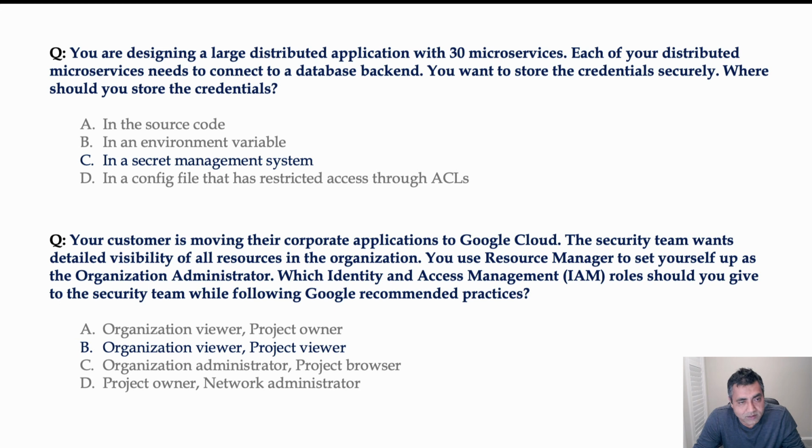In an environment variable? Maybe, but not basically in the cloud world. In a secret management system, yes, that is the right place, because a secret management system such as Secret Manager is a secure and convenient storage system for API keys, passwords, certificates, and any sensitive data. Secret Manager provides a centralized place and single source of truth to manage access and audit access across Google Cloud. In a config file that has restricted access through ACLs, again, that's not the right use case. So C is the answer.